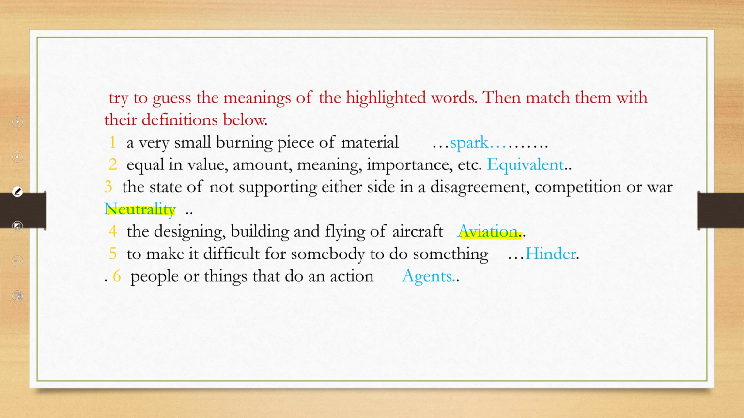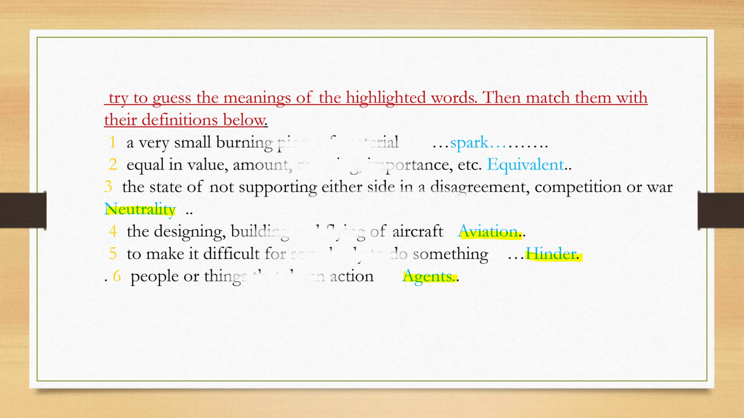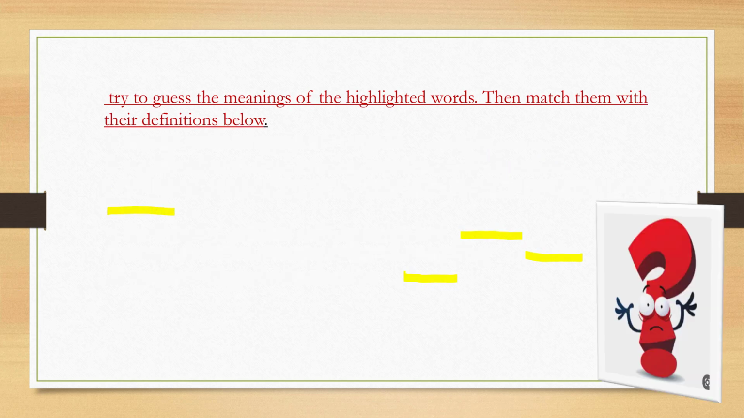Number 5, to make it difficult for somebody to do something. Hinder. Number 6, people or things that do an action. Agents. These are the vocabs of the lesson. Now we go to another exercise about vocabulary.